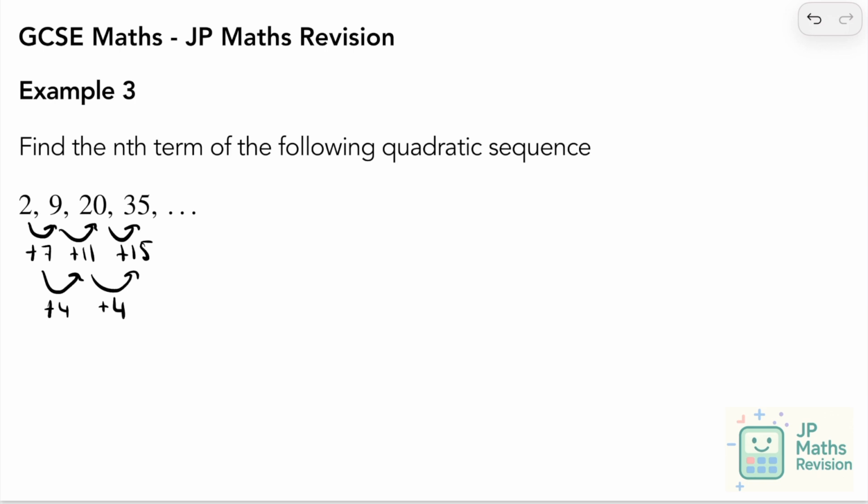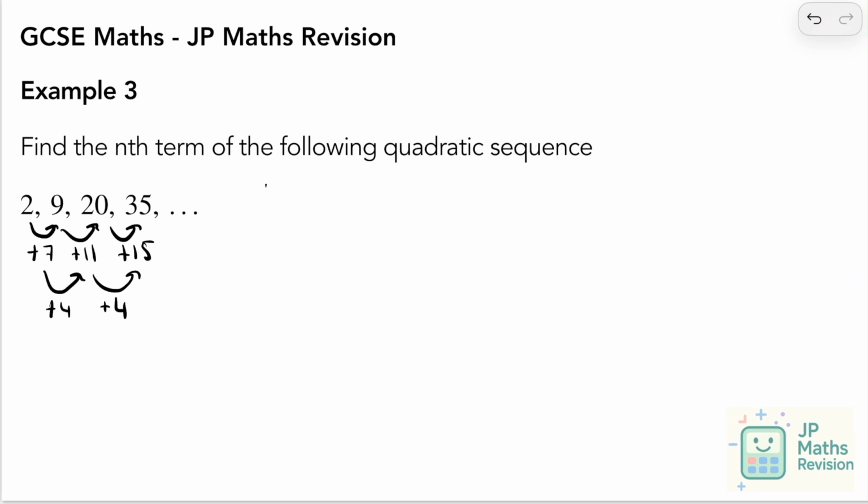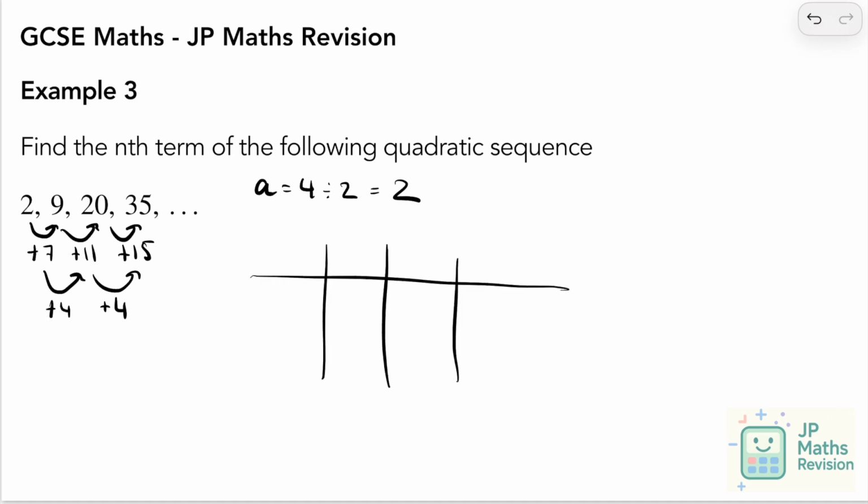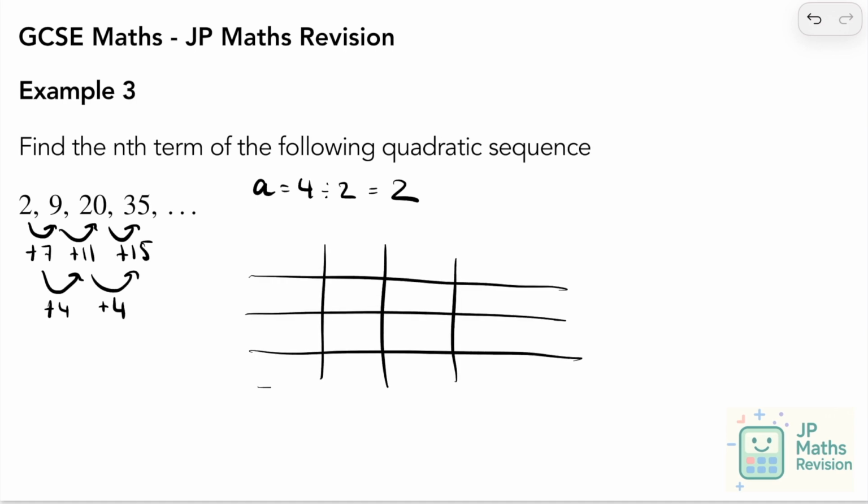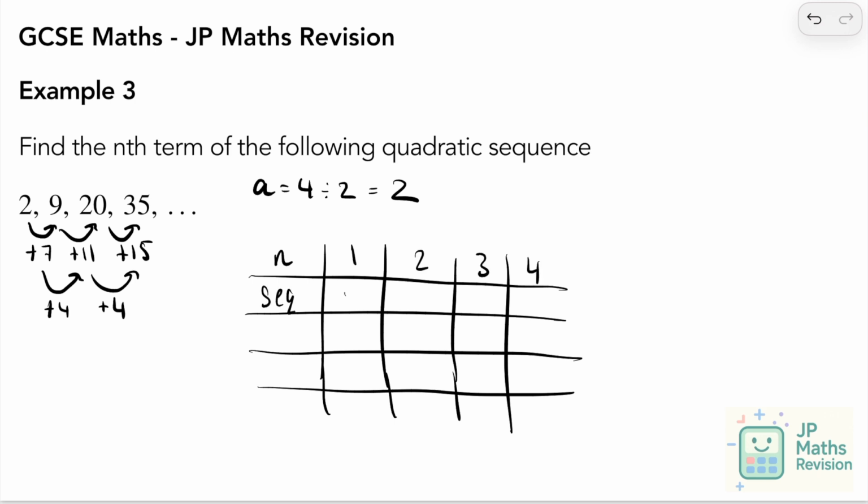So the first thing we need to do is half the second difference to find out what A is. So A is going to be 4 divided by 2, which is 2. And then we draw up the table. So in the first row, we put n, so n is the first term, second term, third term, and fourth term. And then we write out the sequence, so the sequence is 2, 9, 20, and 35.